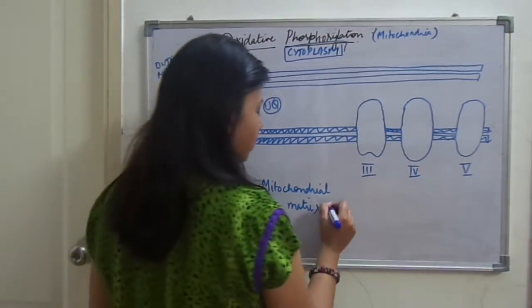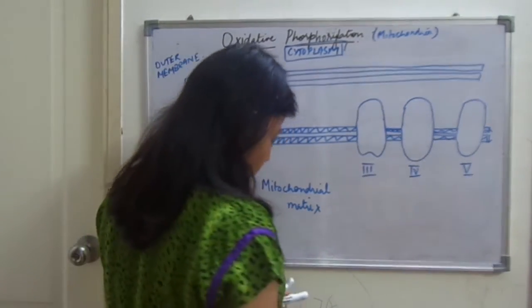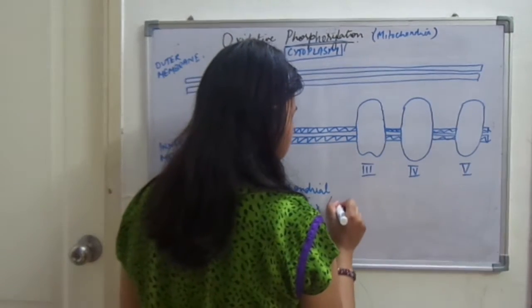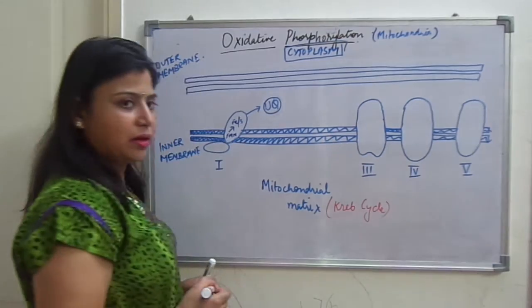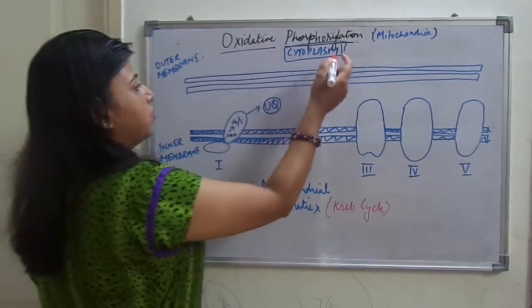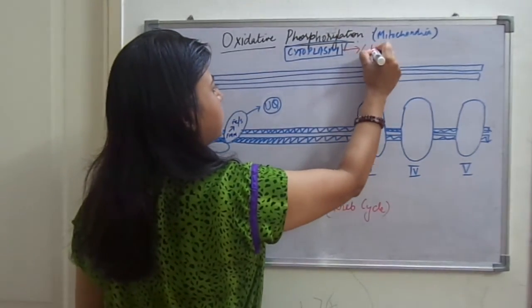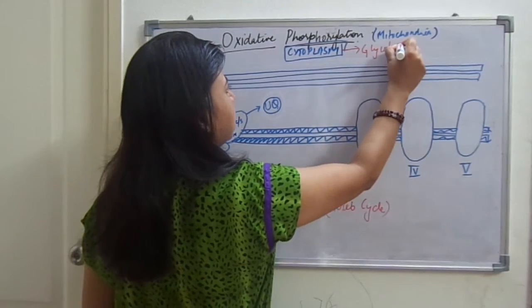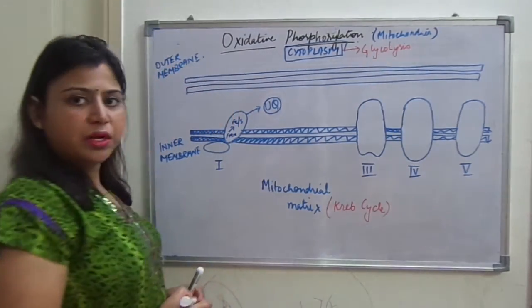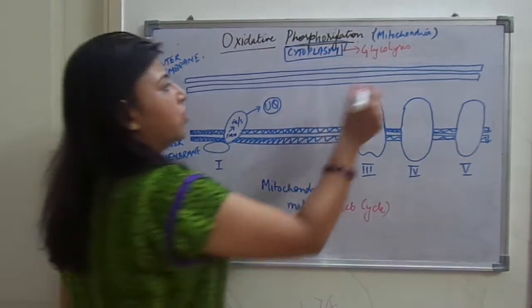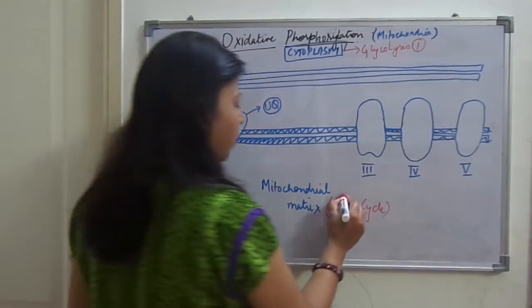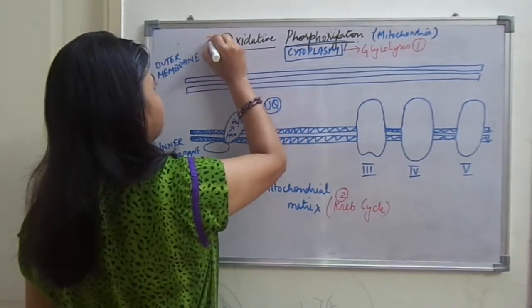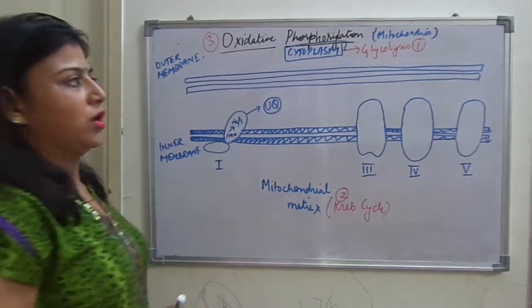Now in the matrix, a cycle is going on that is more properly known as Krebs cycle, after the name of its discoverer, Krebs. And in the cytoplasm, a cycle is going on that is known as glycolysis. You know that carbohydrate metabolism has three parts. First part of carbohydrate metabolism is glycolysis. Second part is the Krebs cycle, and the third part is oxidative phosphorylation.